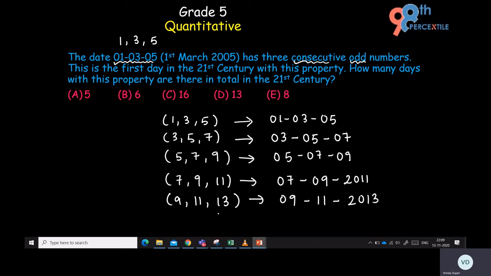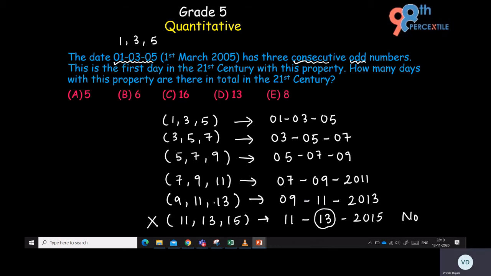And the next set will be, now this is where it becomes interesting, the next set will be 11, 13 and 15. And the date corresponding to this set will be 11, 13, 2015. Now this middle number 13 represents the month. But do we have a 13th month in a year? No. As we know that in a year there are just 12 months, so there is no possibility of a 13th month. And that is why we cannot take this particular set.